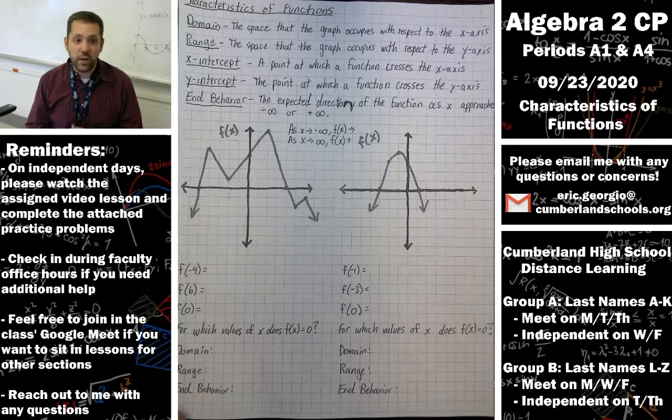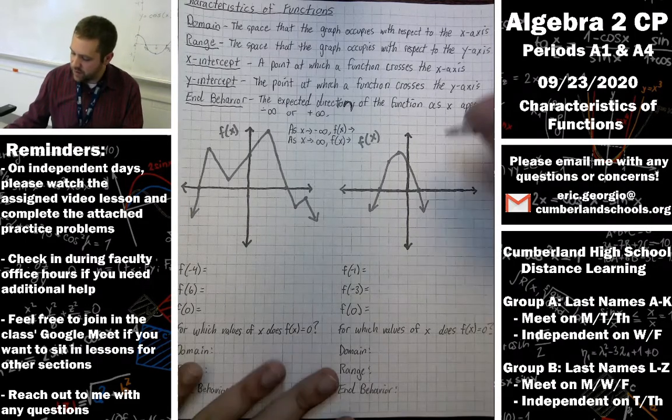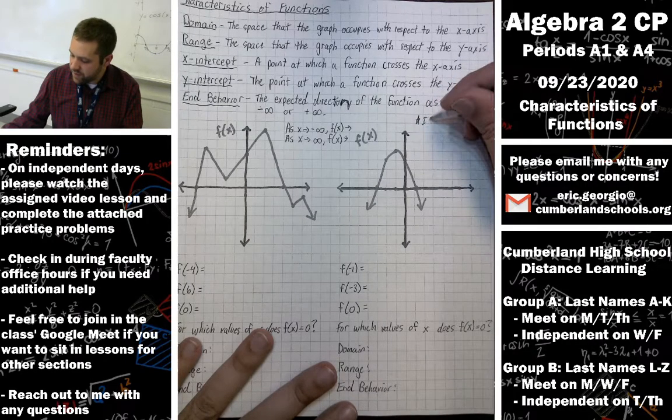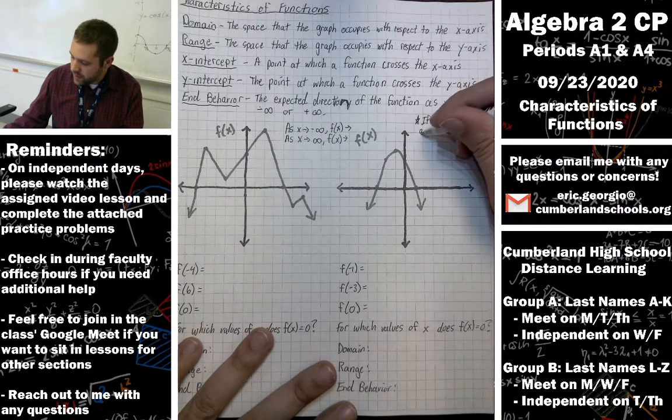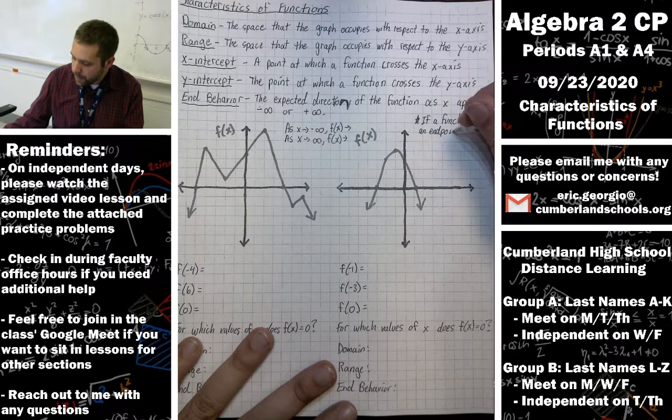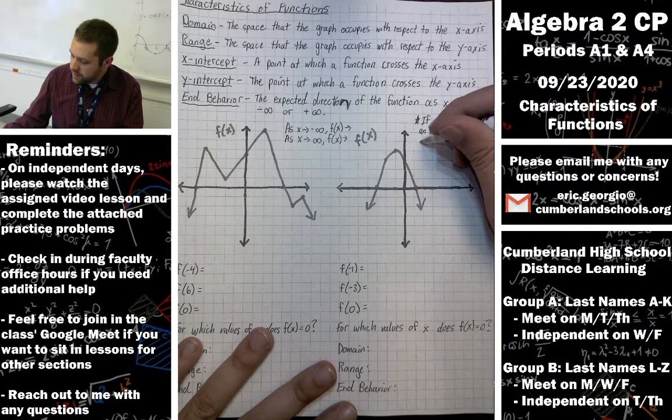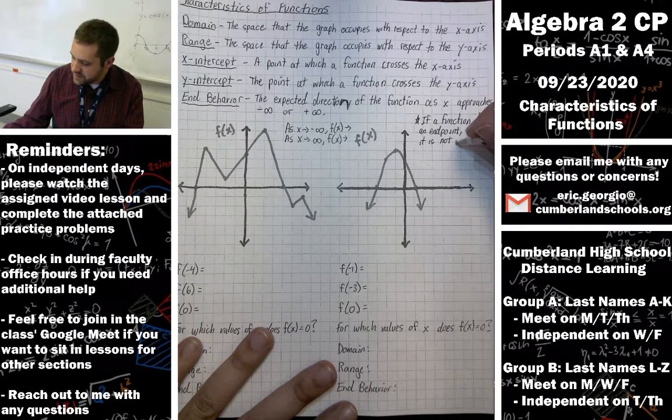The one big exception is if a function has an endpoint, then you do not have to specify end behavior for that particular side. So I will put a little note here, and I'll say if a function has an endpoint, meaning not an arrow, then it is not necessary to identify end behavior for that particular side.